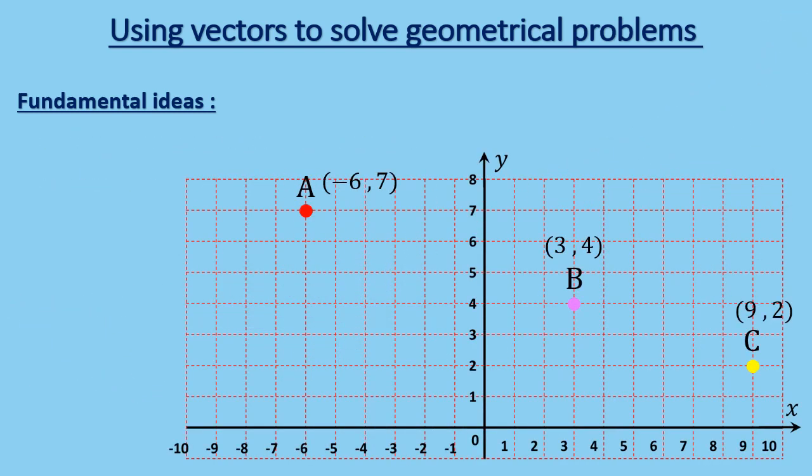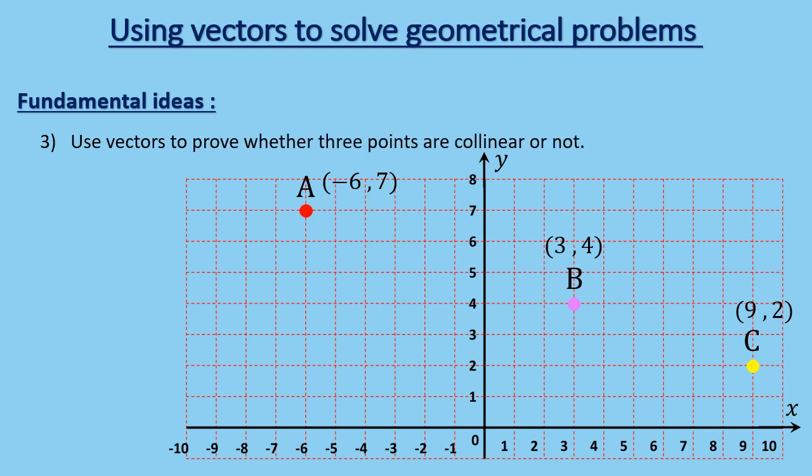In the third idea, we will use vectors to prove whether 3 points are collinear or not. Excuse me, what does it mean when we say 3 points are collinear? Well, it simply means that these points lie on the same line. That's what collinear means. In fact, to prove that 3 points lie on a straight line, the vectors connecting the 3 points must be parallel. For example, if vectors CB and BA are proven to be parallel, then points A, B, and C are collinear.